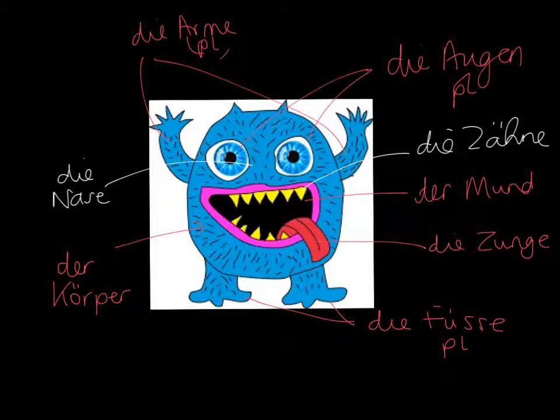Okay, I'm going to show you how to describe a monster. And I think before you start, get your picture of your monster and label it with the der, the die and the das, and that will help you describe it. Okay, I'm going to show you on the next slide how I might go about that. Okay, well I'm going to call this monster Marcus.